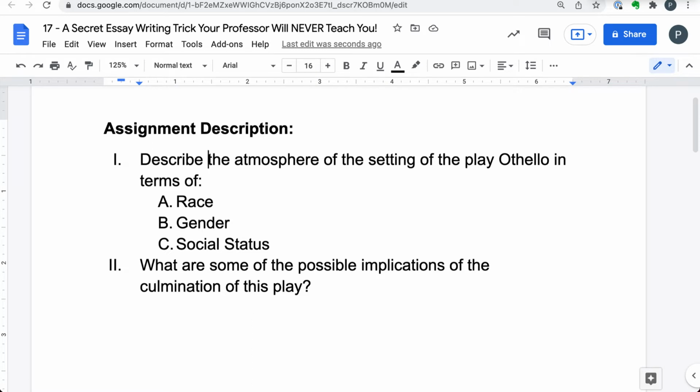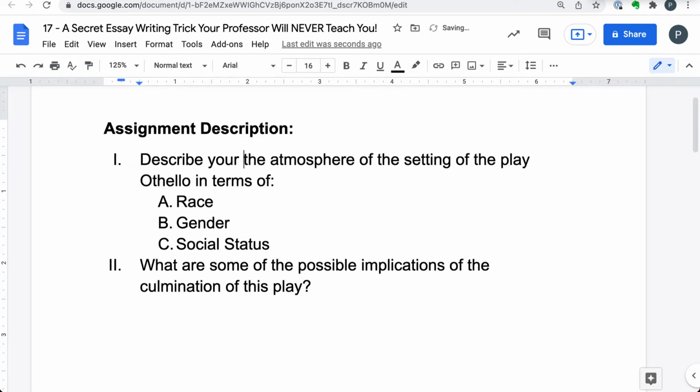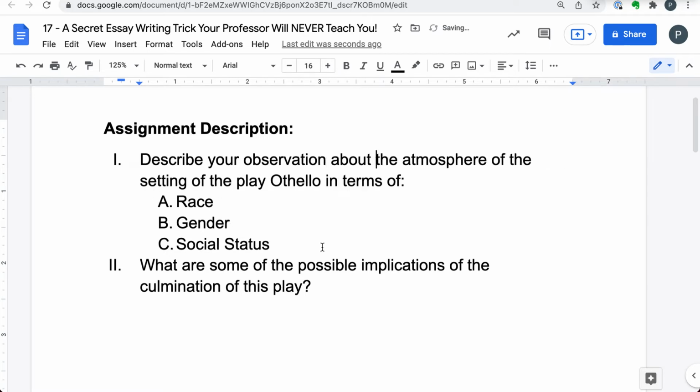In fact, for your ease, if you're a little uneasy about deleting something, look, describe your observations about, okay, and that's it. There we go. Describe your observations about the atmosphere of the setting of the play in terms of race. So section 1 is going to be about these 3 things. Describe your observations about the atmosphere in terms of race, then in terms of gender and in terms of social status.